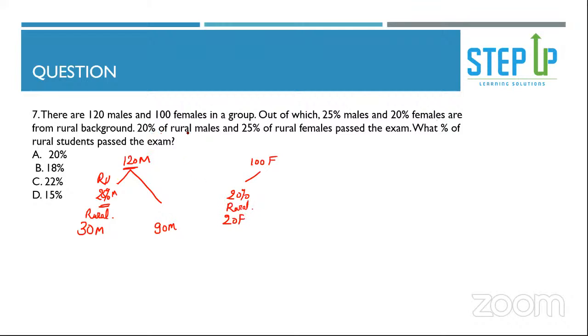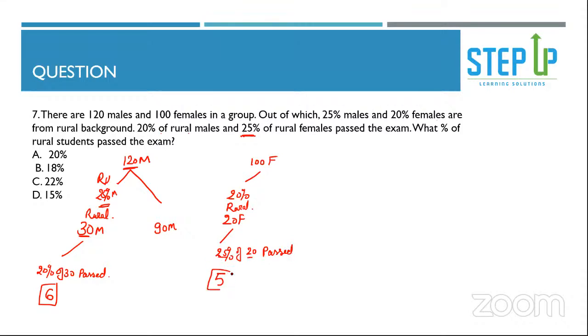Right? 20% of rural males and 25% of rural females pass the exam. Now, 20% of rural males, that is 20% of 30, have passed the exam. So 20% of 30 is 6. 6 people have passed the exam. And here, 25% of rural females have passed the exam. 25% of 20 will be what?